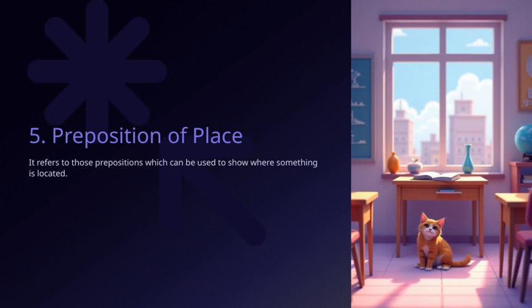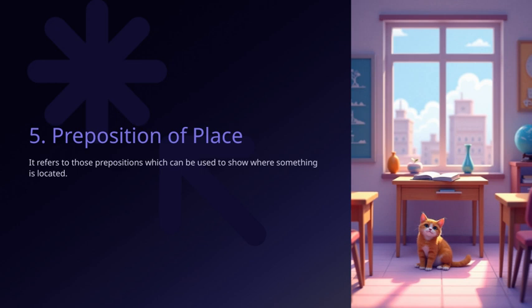Today, we're going to talk about prepositions of place. These are the words that help us show where something is located. They are essential because they give us clear and precise information about the position of objects or people in a space. For example, words like in, on, at, under, between, and next to are all prepositions of place. They help us paint a picture of the scene in our mind or give directions clearly. Understanding how to use these prepositions correctly is key to effective communication, especially when describing locations or giving instructions.